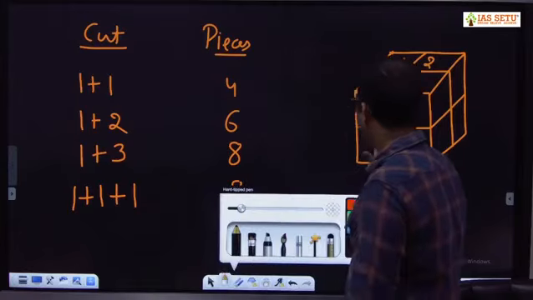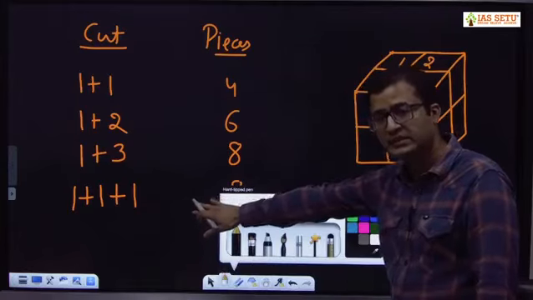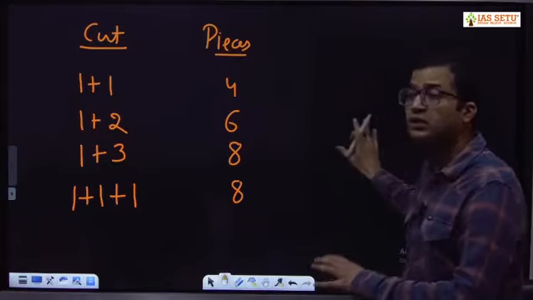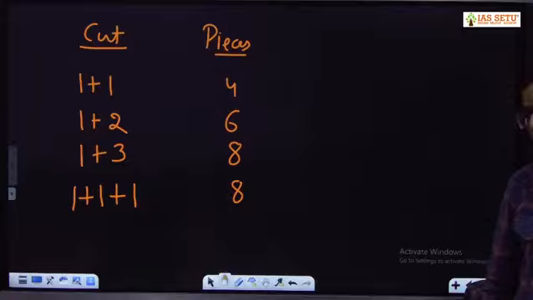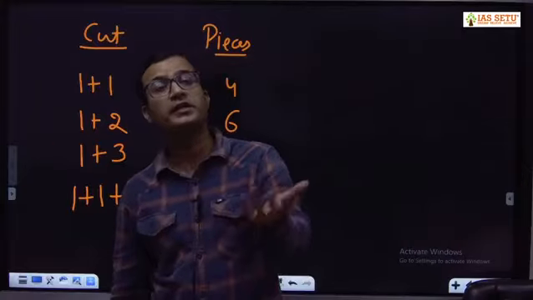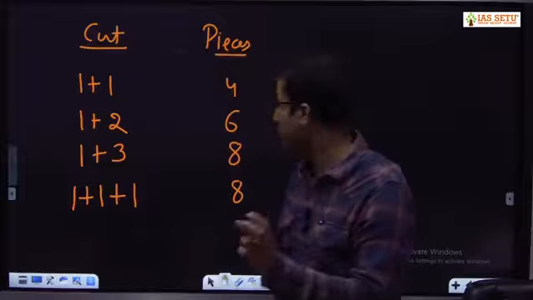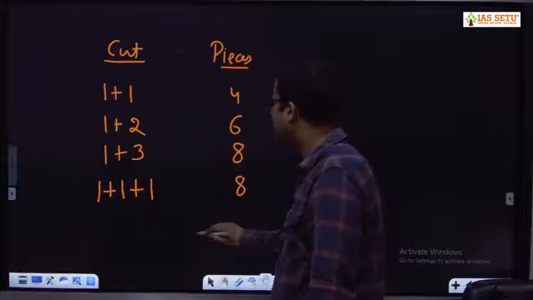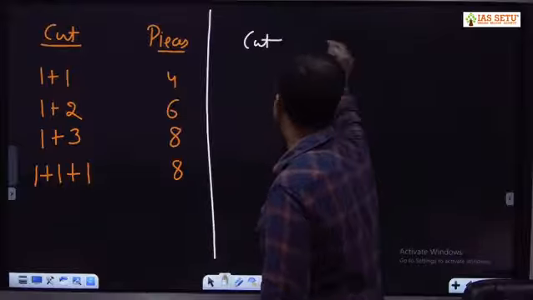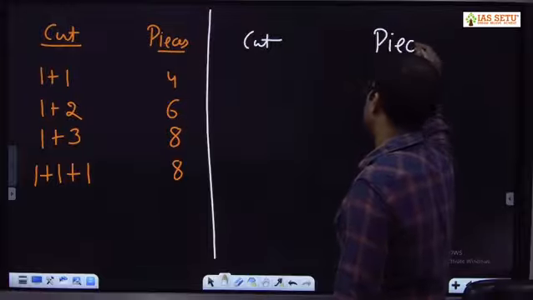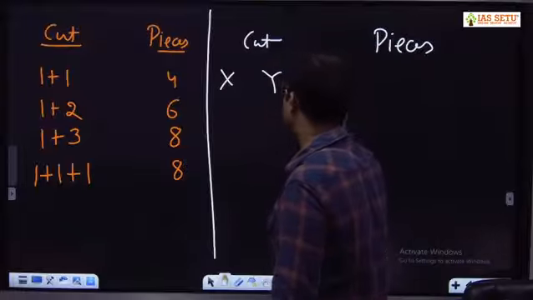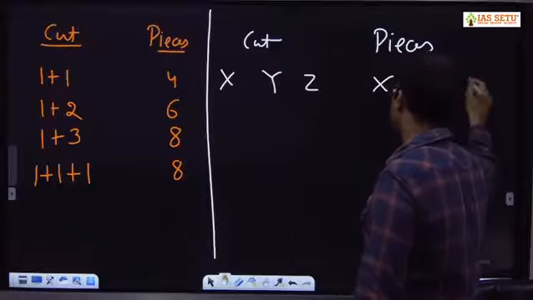Now here, is this clear? 3 axes. We can't afford to draw a diagram for each and every question. The examiner will say make 4 cuts on X, 6 cuts on Y, 8 cuts on Z. So we have to learn the pattern. So I tell you the pattern. Cut to number of pieces. We have 3 axes, X, Y, Z.